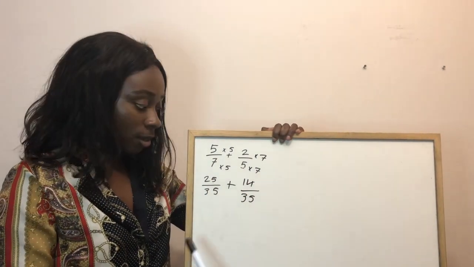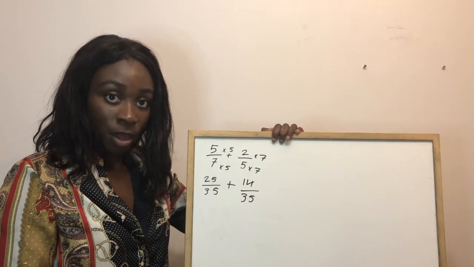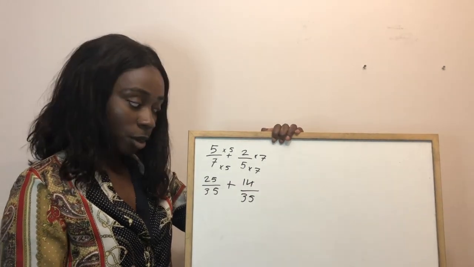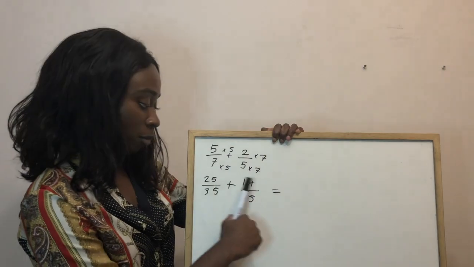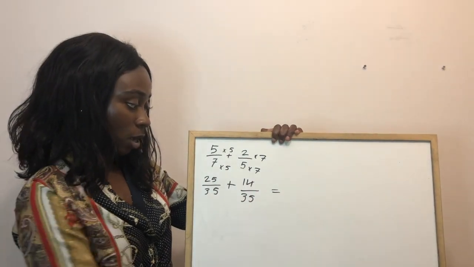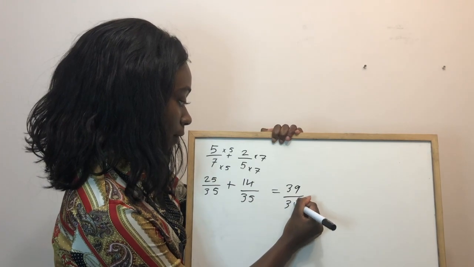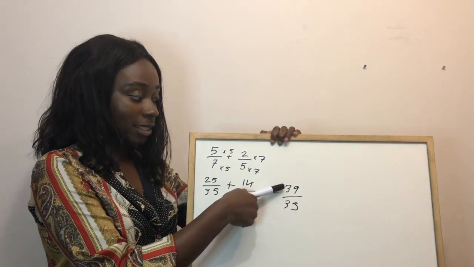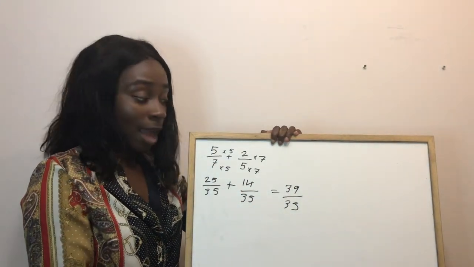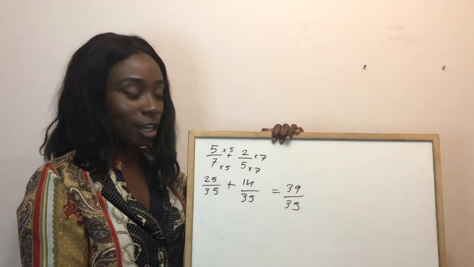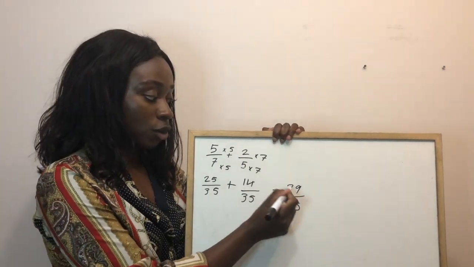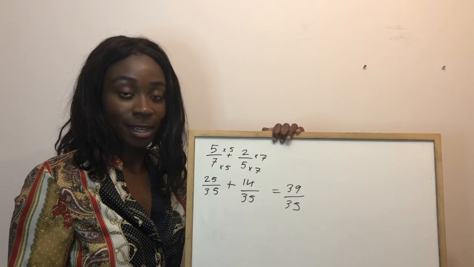And now you can see we've got the same denominator. So as we've got the same denominator, we can just add the numerators. 25 add 14, which equals 39, over 35. This number is larger than 35, and this is what we call a top-heavy fraction. So this is when the numerator is larger than the denominator.